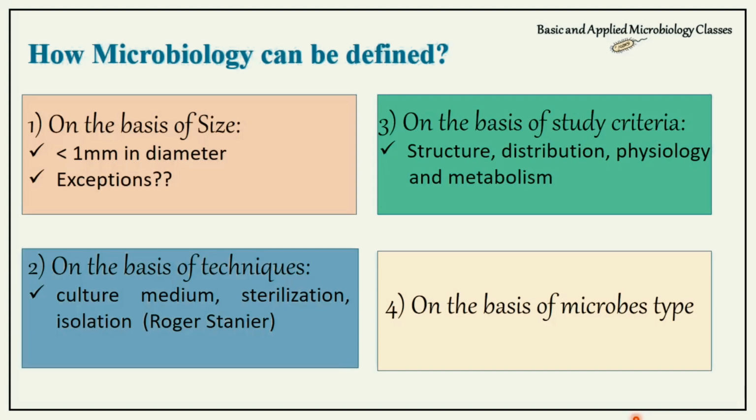So let's talk about the basis of size. You should know this is an old way of defining microbiology. According to this, microbiology is a branch of biology that deals with the study of microorganisms having a size less than 1 millimeter in diameter. But remember, why less than 1 millimeter? Because this is the size we cannot see by naked eye. This was an older definition because various exceptions have now been introduced.